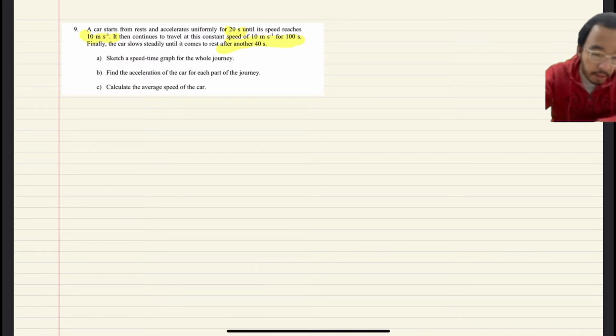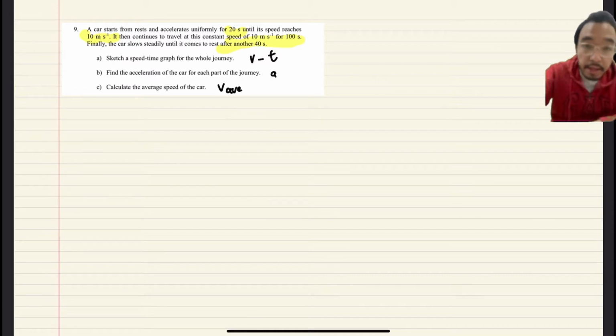So speed, basically you ignore the direction. So they want a V against T graph. Find the acceleration of the car for each part of the journey. So acceleration for each part. Calculate the average speed of the car. So the last one, they ask you to calculate V average.